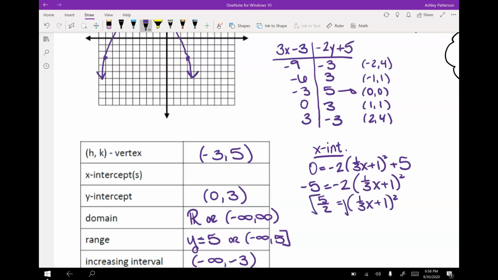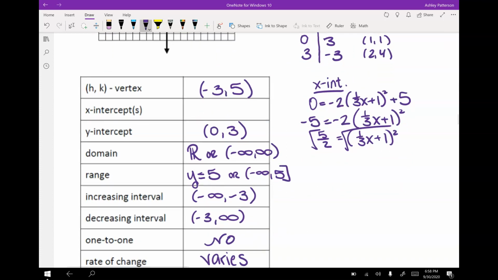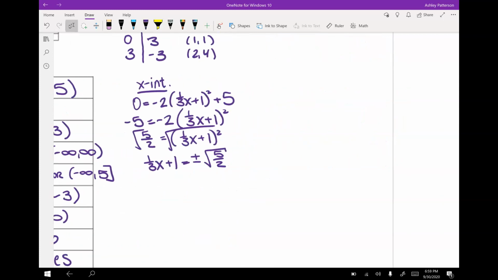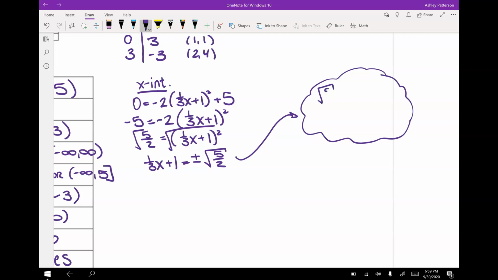We then need to take the square root, just like we did before, of both sides. So we get 1/3 x plus 1 is equal to plus and minus, again, if you need to, write that down, the square root of 5 halves. Why do we have the plus and minus? Because we took the square root while trying to solve for the unknown variable. All right. Do you see what I see? I see a radical in the denominator. The square root of 5 halves can also be written as the square root of 5 over the square root of 2. Mathematically, this is inappropriate notation.